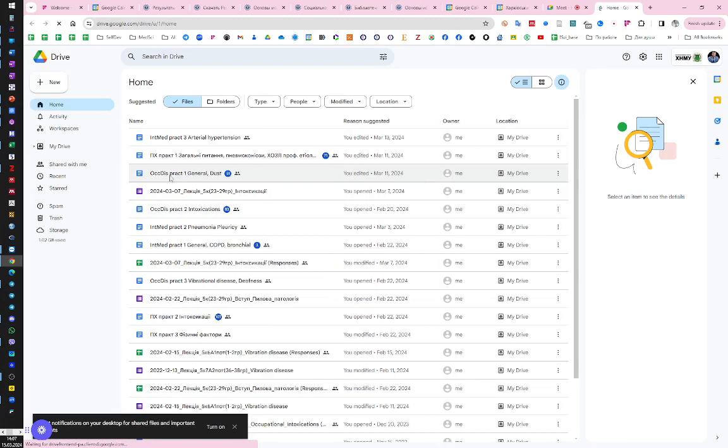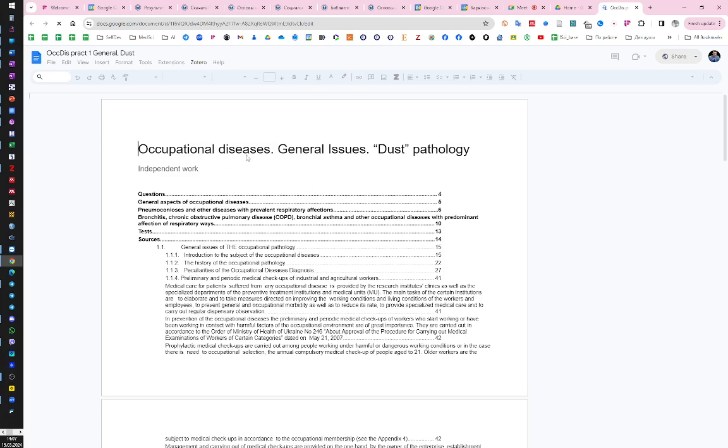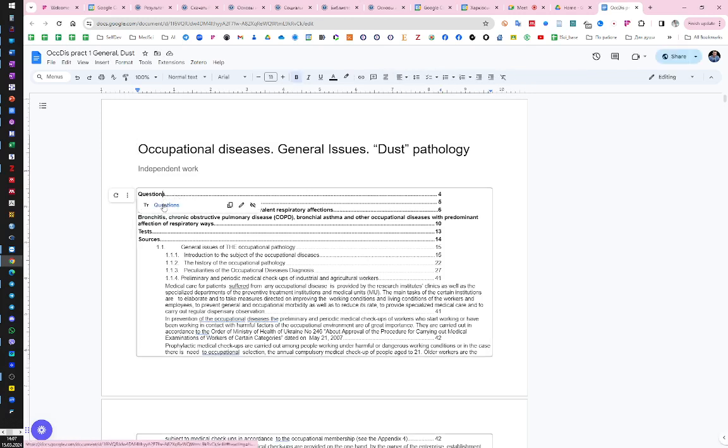I will share such documents with you, which are intended for your better understanding of the matter. It's like an individual, independent work of students. You may do it or not, it's up to you.